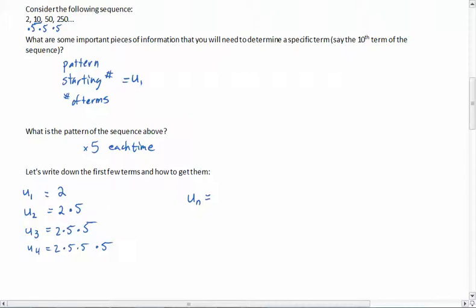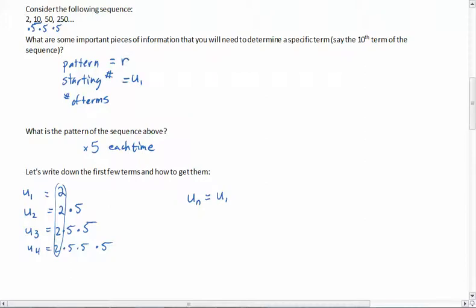Now we look at this, we see obviously the first number is there every time. That's our U1, so write down U1. Now it looks like I need to multiply by 5 every time. So 5 is our pattern. Now in this case, it's not a constant difference. What it is is a constant multiplier. We're going to call it a constant ratio.